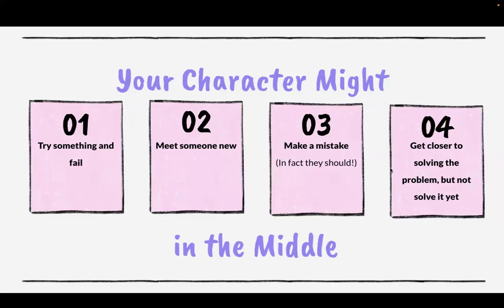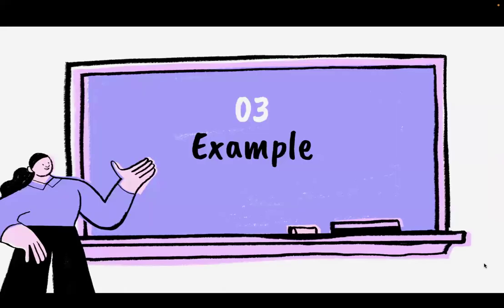But we should remember that they should make a mistake. Something should go wrong. A story that is happy the entire time is not going to be interesting for the reader. So we want to make sure that the character is actually making a mistake. So let's look at an example here.